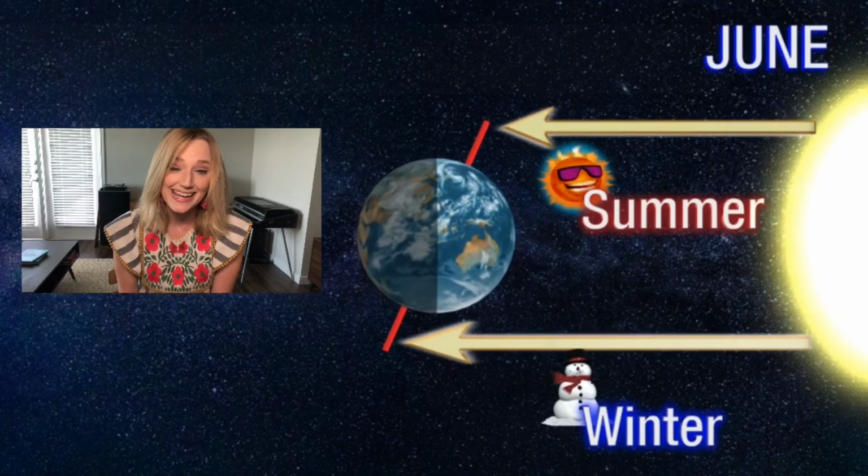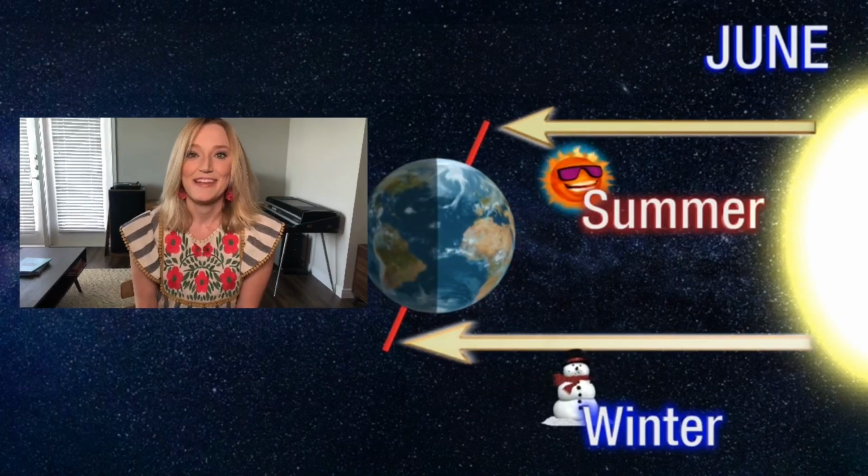Then it warms back up, and we're hot again once the axis tilts toward the sun, and it's summer once again. So that's a quick look at the seasons. Again, the revolution of the Earth around the sun and the tilt of the axis makes things exciting and gives us lots of different weather.